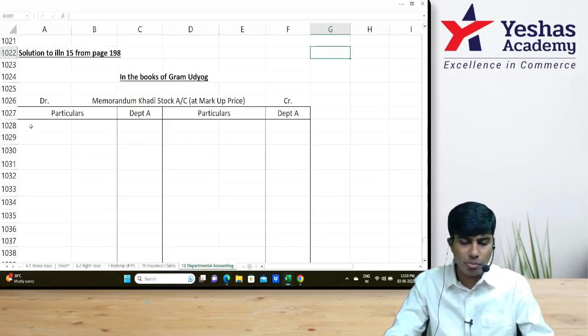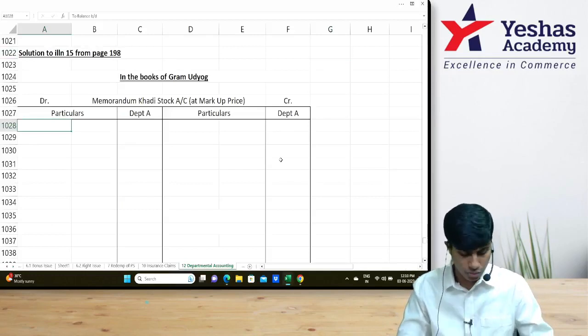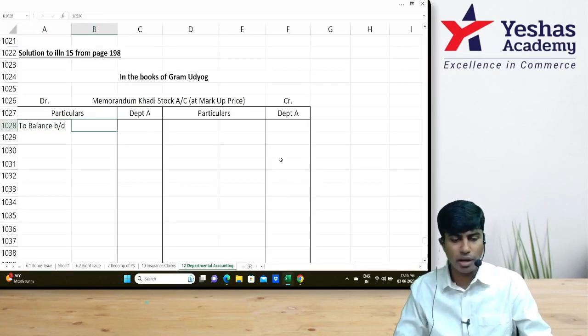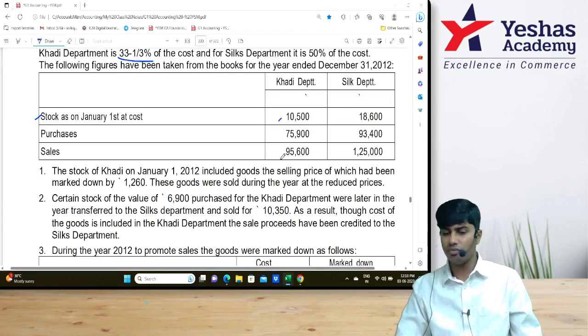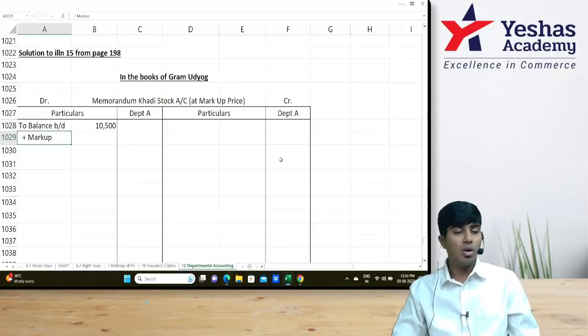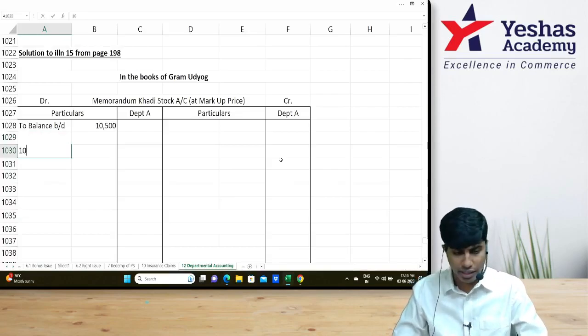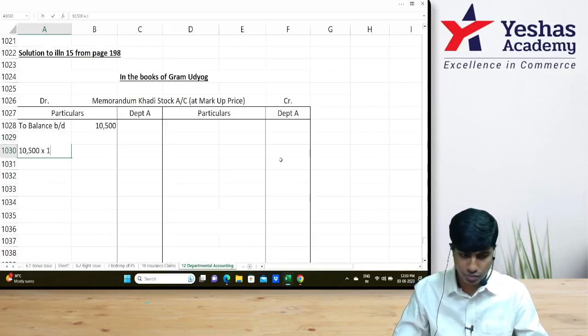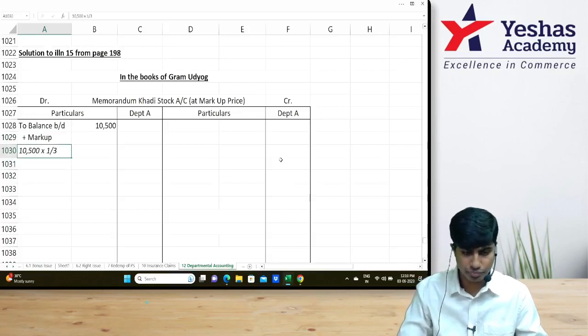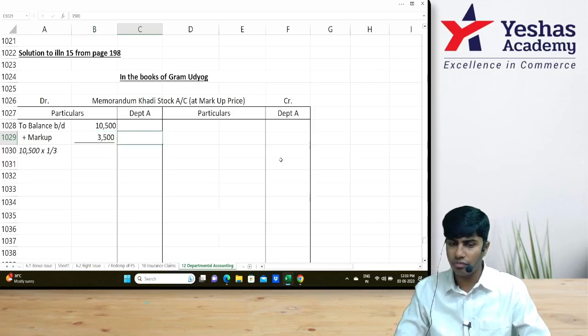1/3. So in our memorandum khadi stock account, on the debit side I'll write "To balance brought down". How much? 10,500. We have to add markup. How much markup should I add? 1 by 3 on cost. How much is 10,500 into 1 by 3? 3,500. Can I say the total will be 14,000?